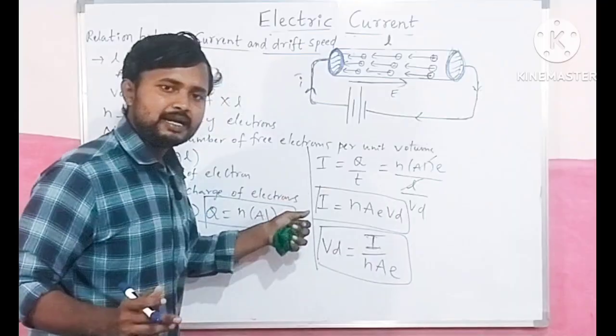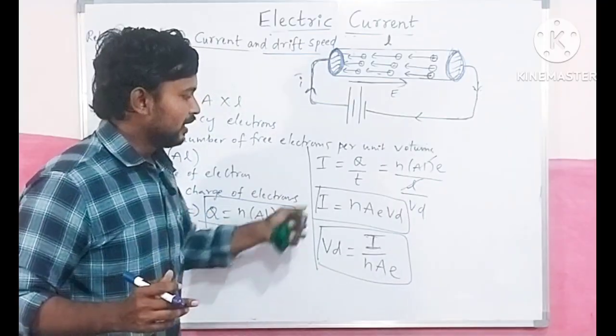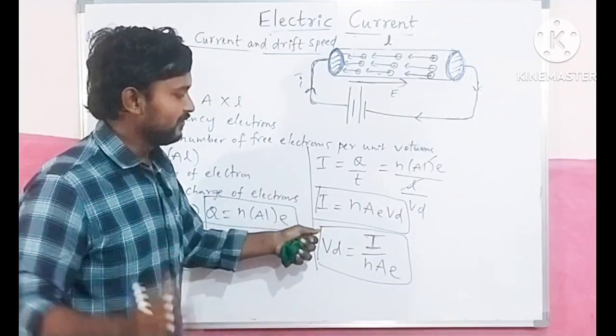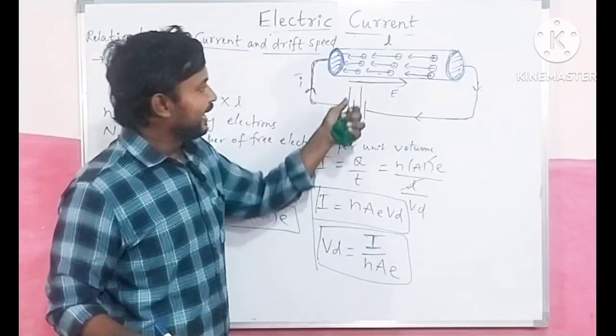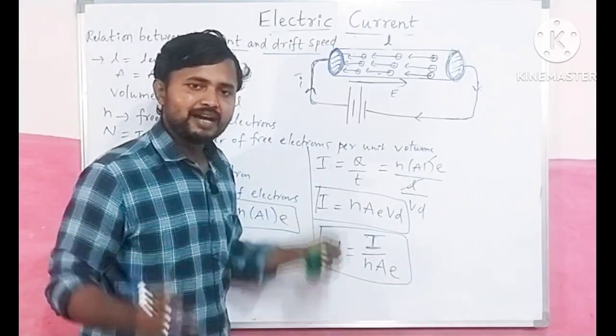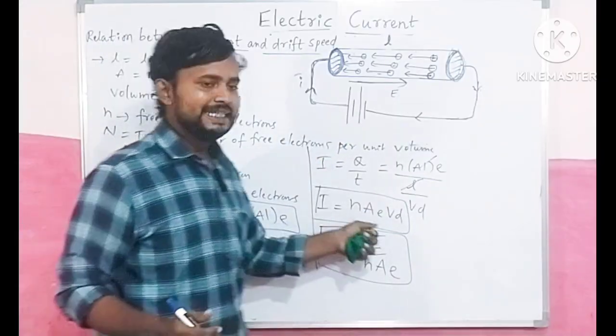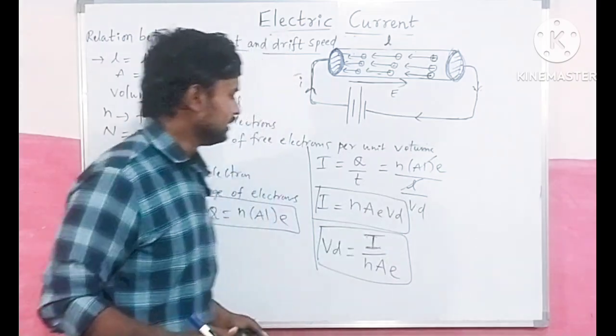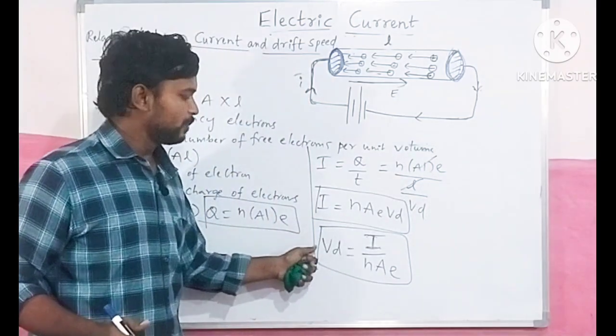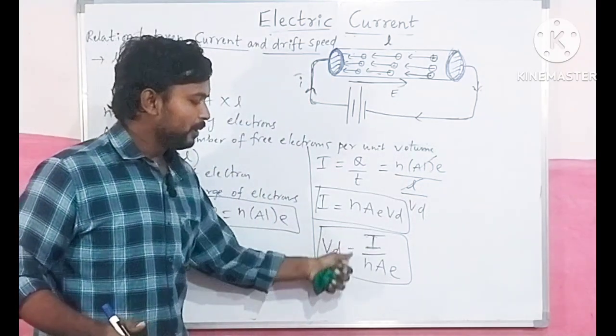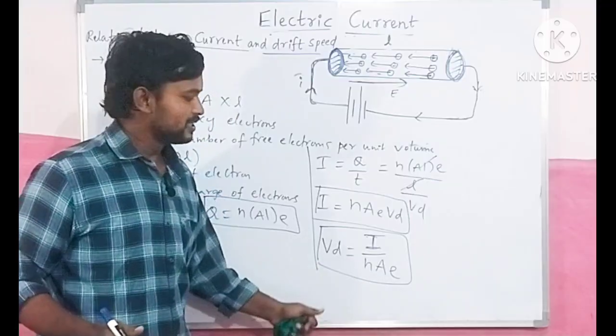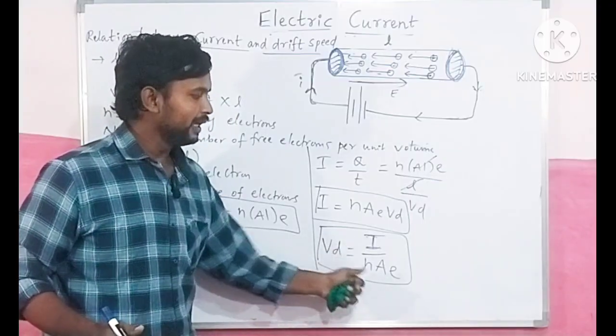Here n is the number of free electrons, A is the area of the conductor, e is the charge of an electron, and v_d is the drift speed of the electron. From this equation, the drift speed v_d equals I by nAe.